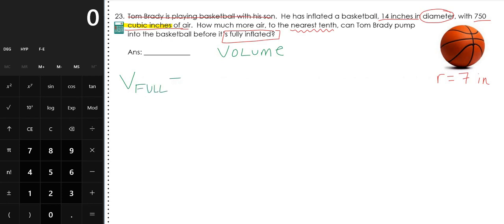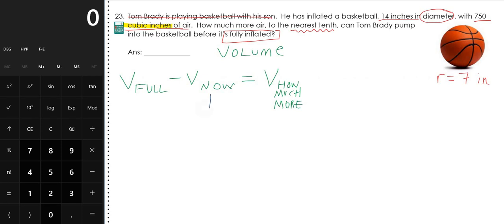Now, if we can figure out the volume of the basketball, if it's full, and then we subtract how much is already in there, so how much air he's already pumped in, so the volume of what it is now, right? Really, it's that 750. Then what we're left with after we subtract how much he's already pumped into there is how much more air can fit inside. So what we're left with is the volume of how much more. Okay, so this is our game plan.